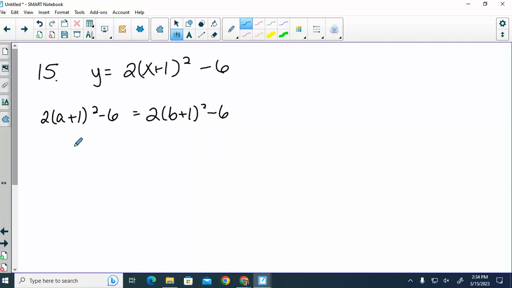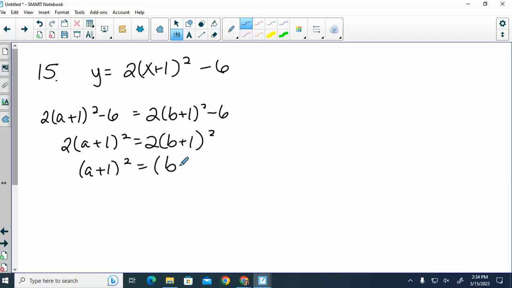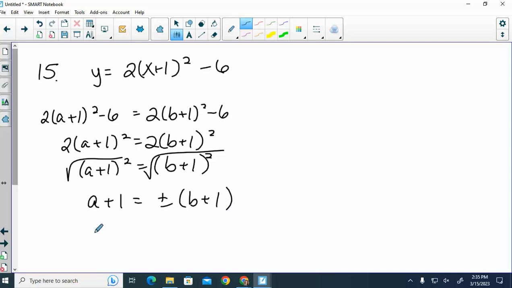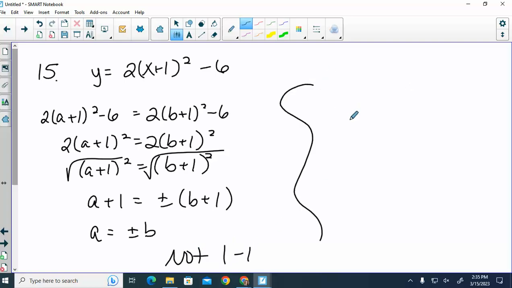So if you add your six over, divide by 2. And then to get rid of a square, you square root. But if you add a square root, what do you have to add with it? Plus or minus. So already I can see, because of that plus or minus, is this 1-to-1? No.